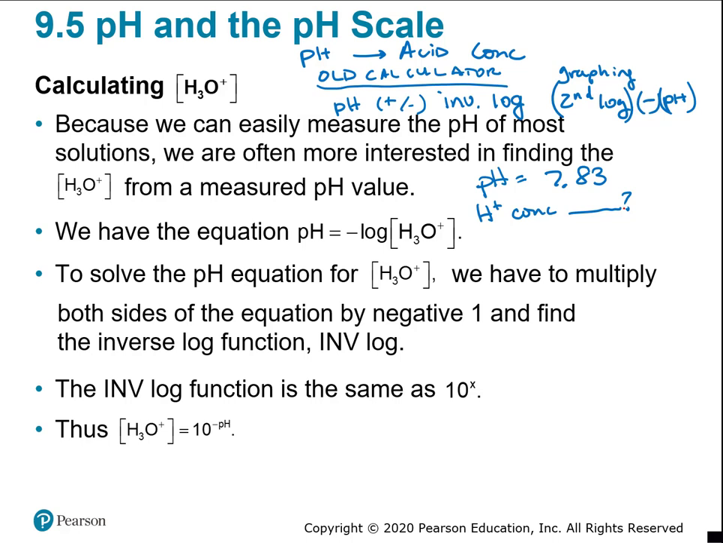So I have to put 7.83, make it negative, then second log. And that's for mine. It's different if you've got the graph. So I got 1.479 times 10 to the minus 8th. Oh yeah, that's what I got. 1.08388 times 10 to the minus 8th.